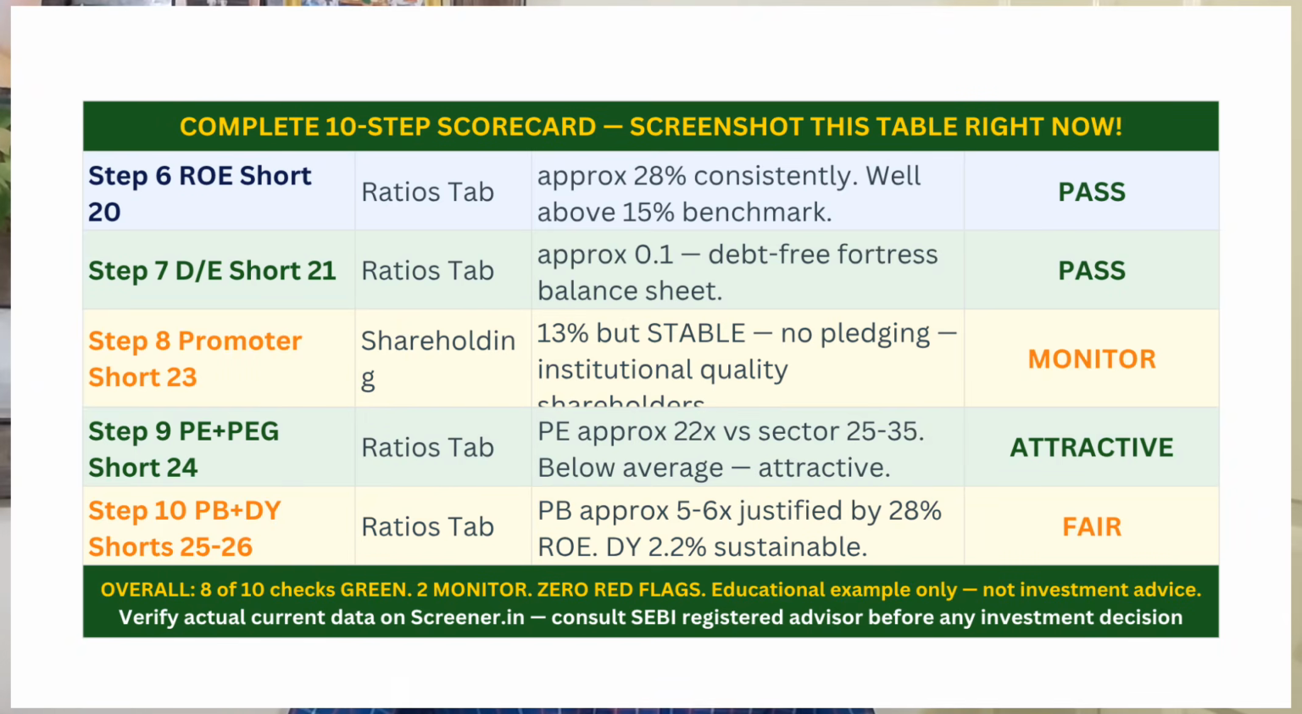The next analysis check. Step number 9, PE plus PEG ratio from Short 24. Source is the ratio tab. Findings: PE approximately 22 times versus the sector's 25 to 35. Below average, attractive. What is the result? Attractive. Next analysis check. Step number 10, PB plus DY from Shorts 25 and 26. The source is again the ratio tab. Findings: PB ratio 5 to 6 times, justified by 28% ROE. Dividend yield 2.2%, sustainable. Then the result is fair.